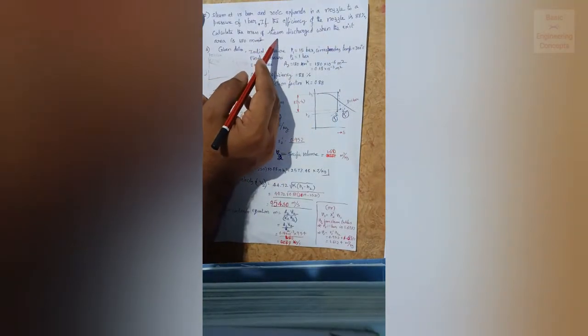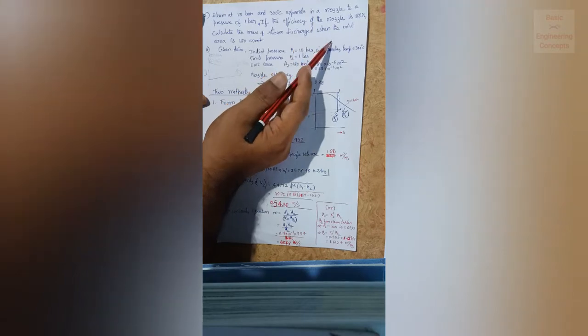this is the nozzle. Section 1, section 2. So at section 1, what is the pressure? 15 bar. What is the temperature? 300 degrees centigrade. It expands in a nozzle to a pressure, so P2 is 1 bar. The efficiency of the nozzle is 88%. Calculate the mass of steam discharged when the exit area is 180 mm square. This cross-section area, A2, is 180 mm square.